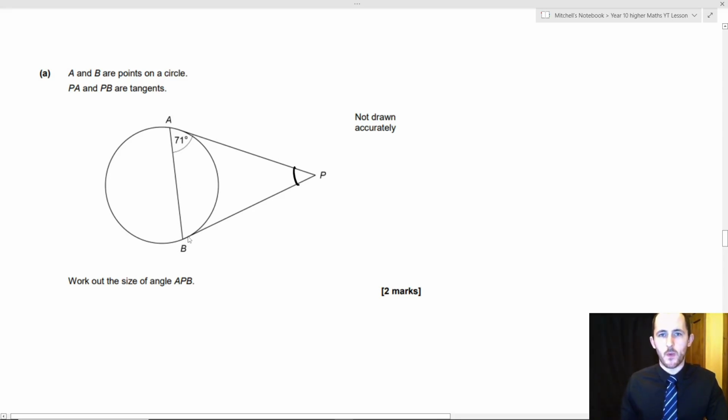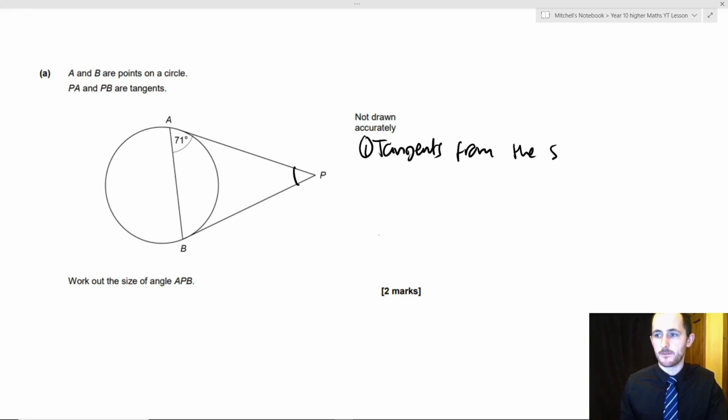So what can we do? Well, there is yet another circle theorem. Okay? Tangents from the same point have the same length. So in other words, these two are the same length.